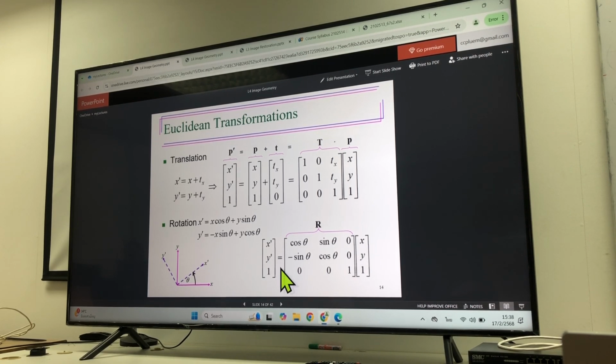And y prime is negative x times sine theta plus y times cosine theta plus 1 times 0. And the last equation you can ignore.